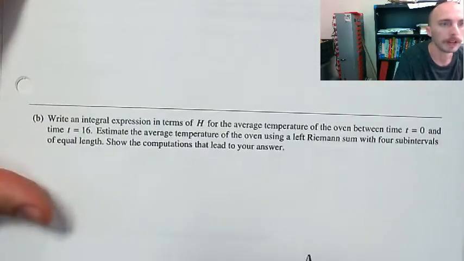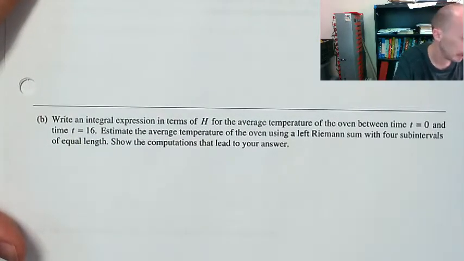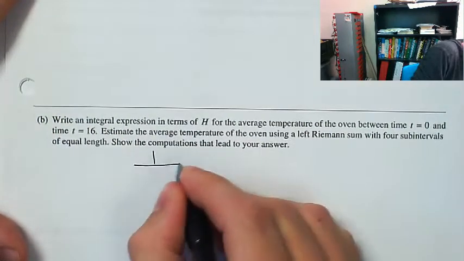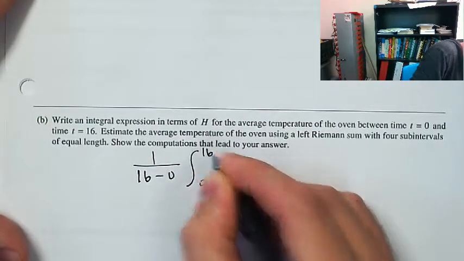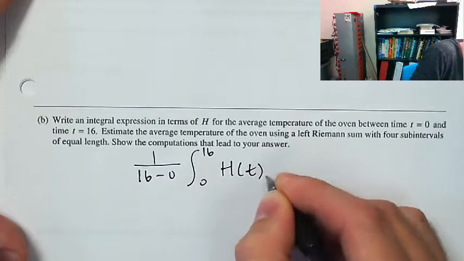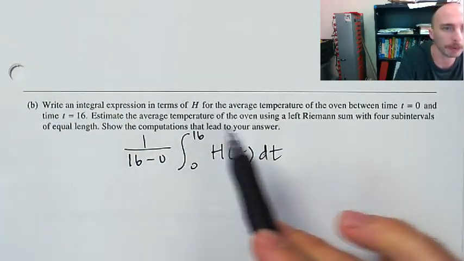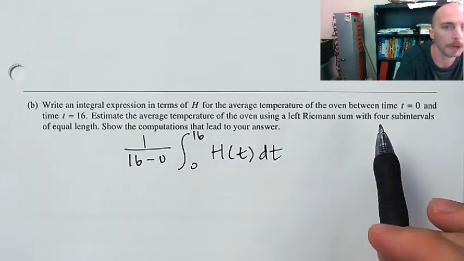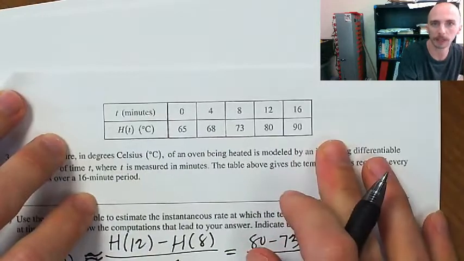No need. Write an integral expression in terms of h, okay, for the average temperature of the oven between 0 and 16. Okay, well, an average value of h is 1 over 16 minus 0 times the integral from 0 to 16 of h of t dt. It's the average value integral they're asking for. Then we're going to estimate the average temperature of the oven using a left Riemann sum with 4 subintervals of equal length, which happens to be exactly what they gave me on the table.